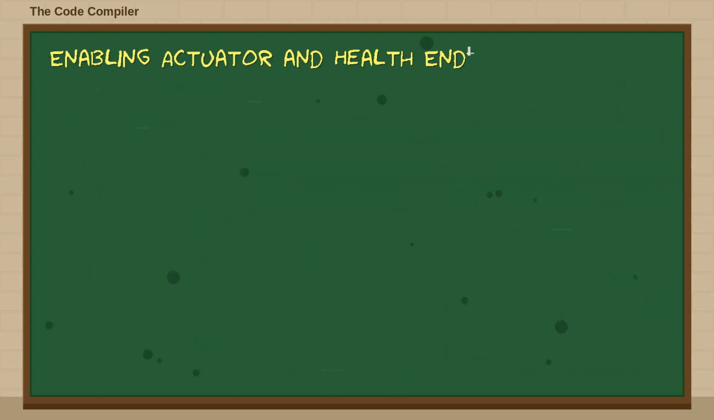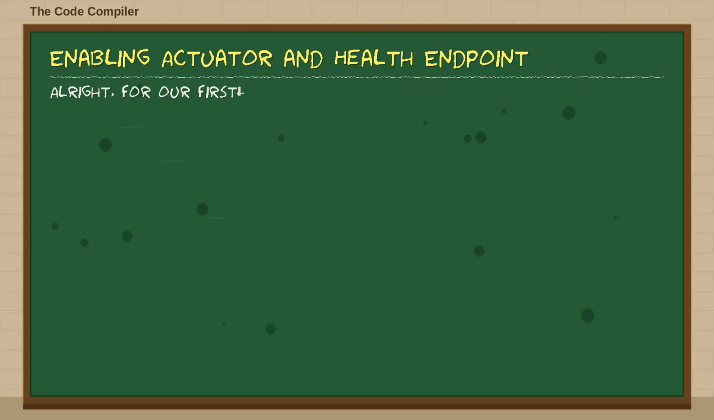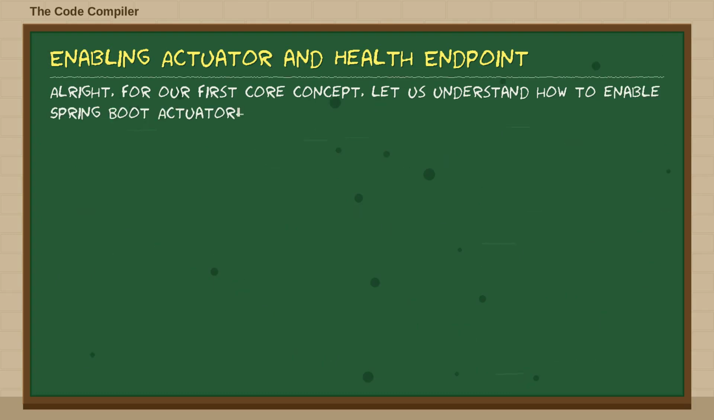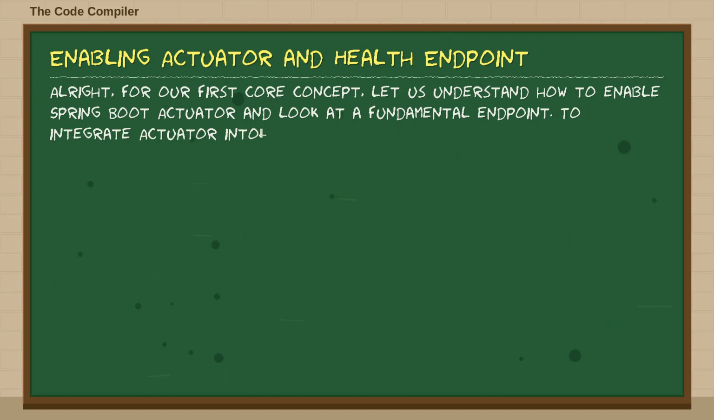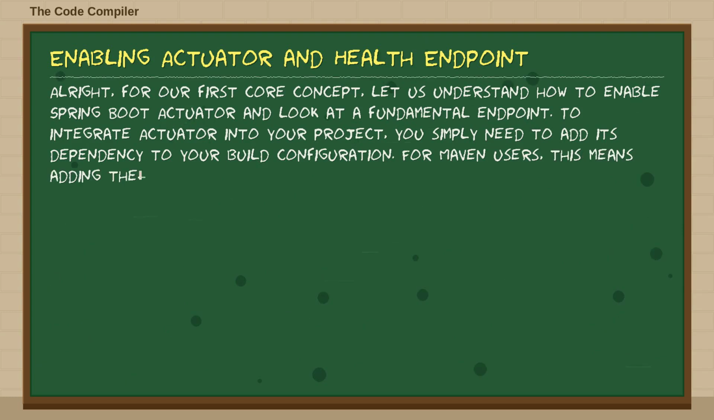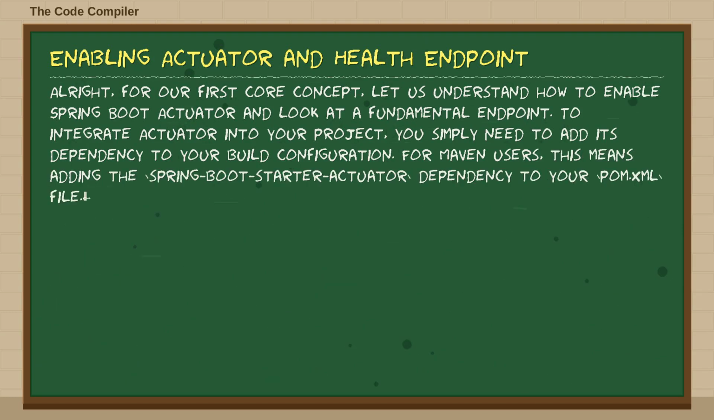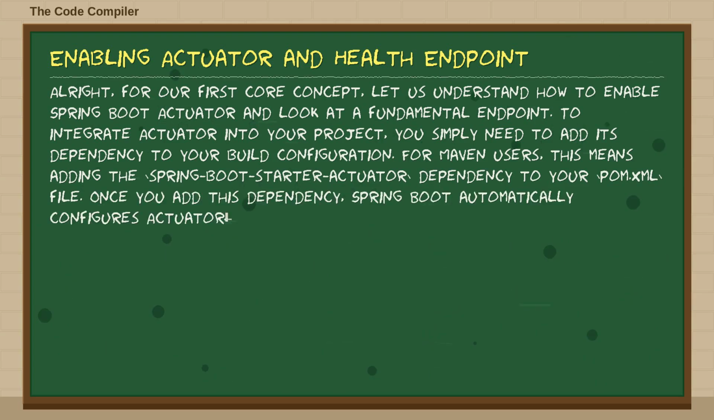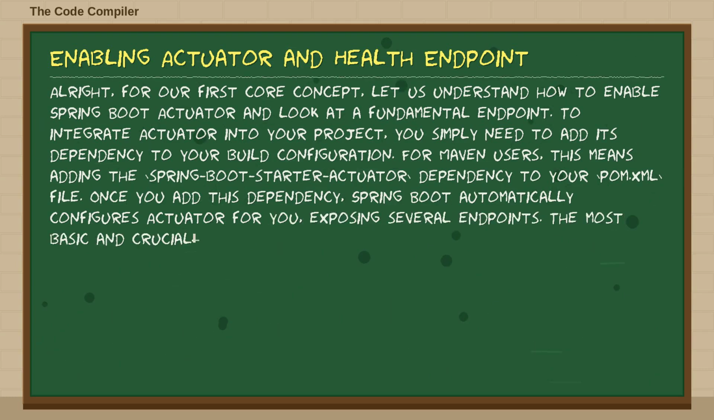Alright, for our first core concept, let us understand how to enable Spring Boot Actuator and look at a fundamental endpoint. To integrate Actuator into your project, you simply need to add its dependency to your build configuration. For Maven users, this means adding the Spring Boot Starter Actuator dependency to your pom.xml file. Once you add this dependency, Spring Boot automatically configures Actuator for you, exposing several endpoints.